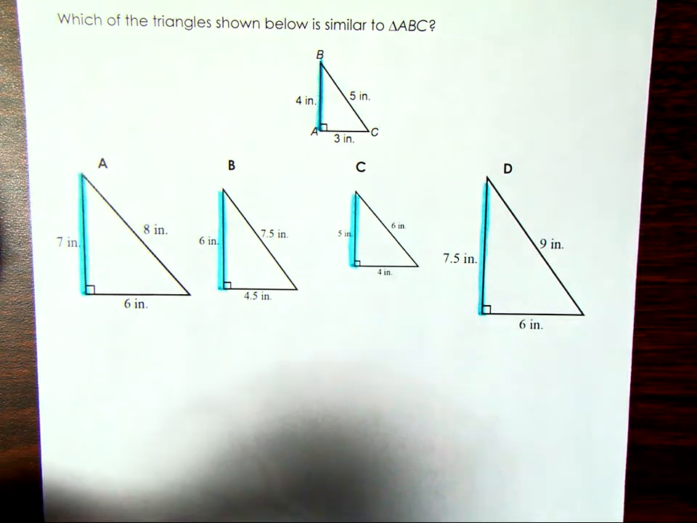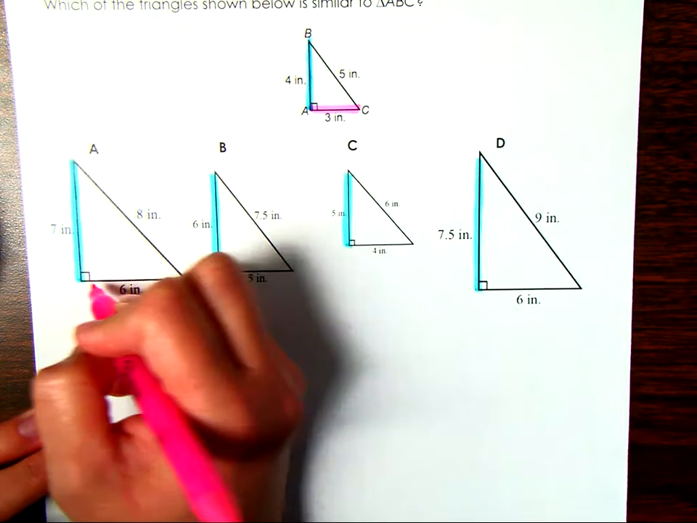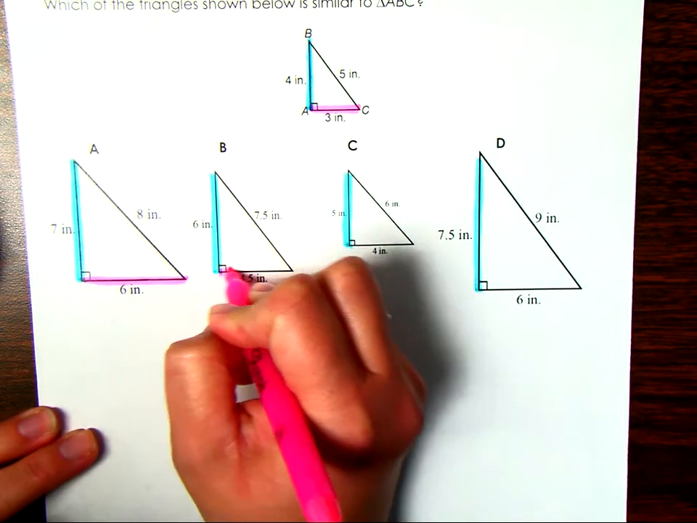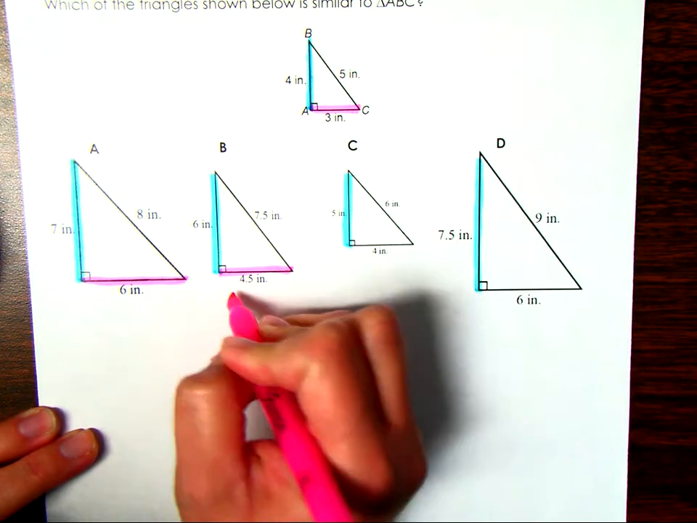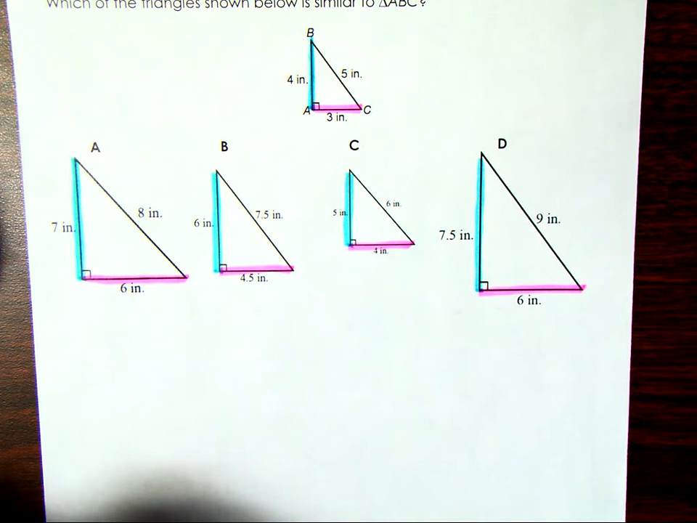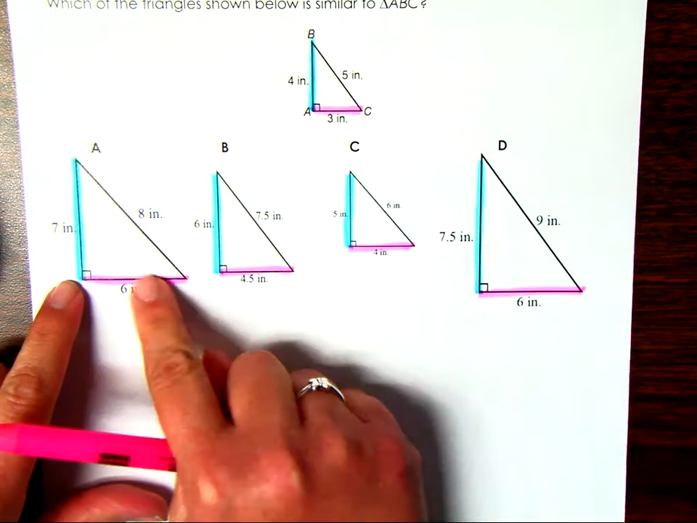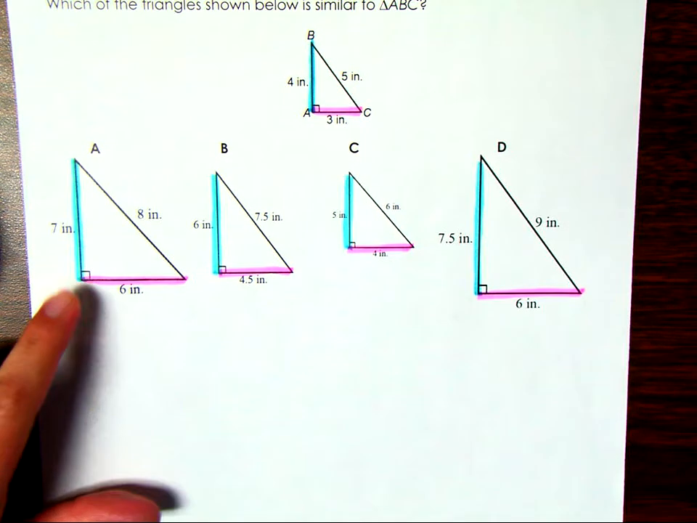Okay, then I'm going to use pink again, so this 3 corresponds with this 6, with this 4.5, or 4 and 5/10, with this 4, and with this 6. Now it doesn't matter if these match up with one another, we want one of these to match with this. Okay, so let's see how we're going to do that.